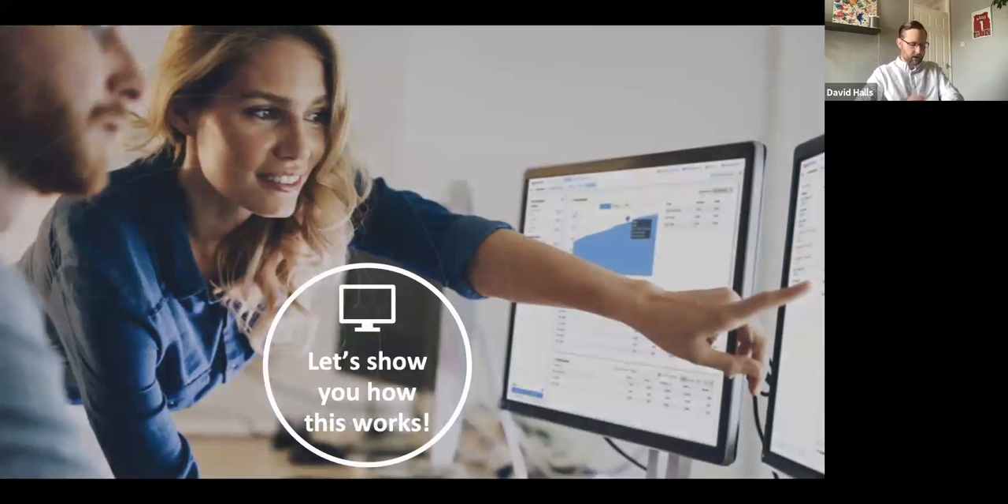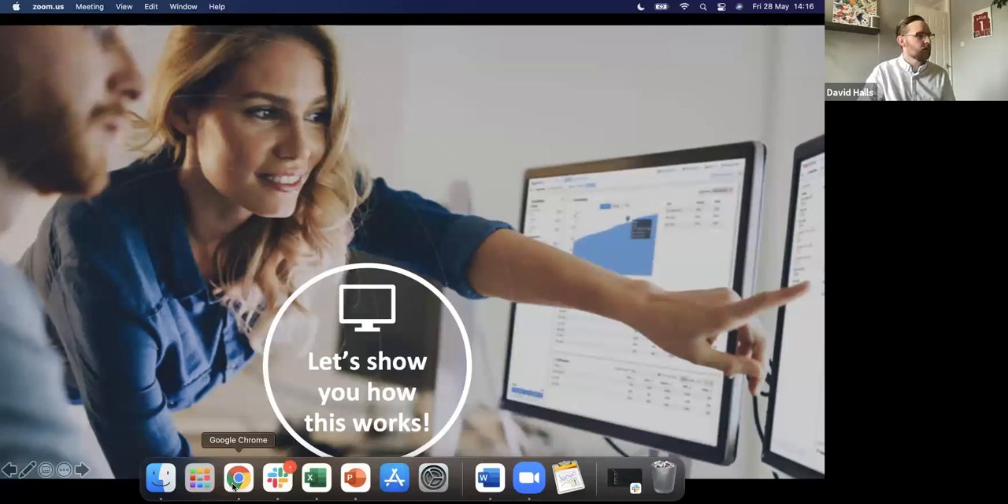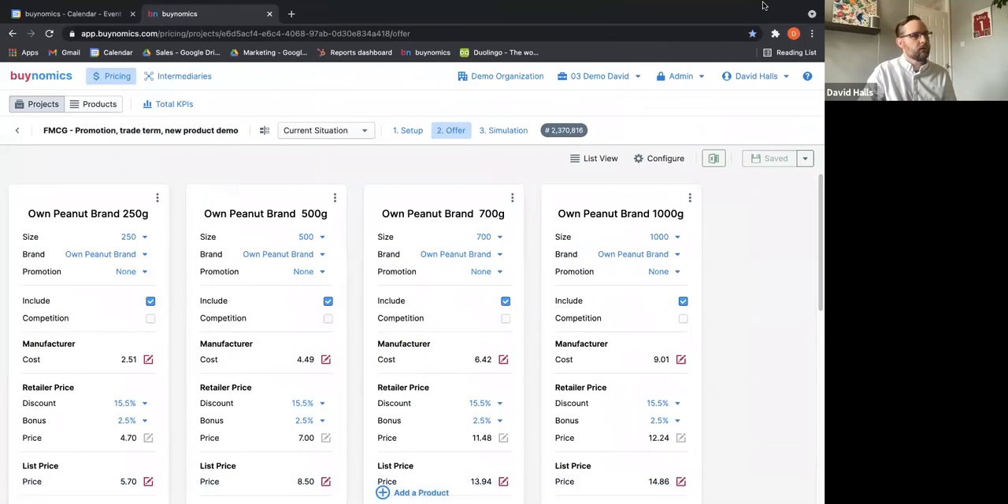So very quickly, for just a few minutes, I'm just going to share with you an example of how we believe that revenue management needs to look for CPGs going forward. So what you can see here is a small demo of the Buynomics platform.